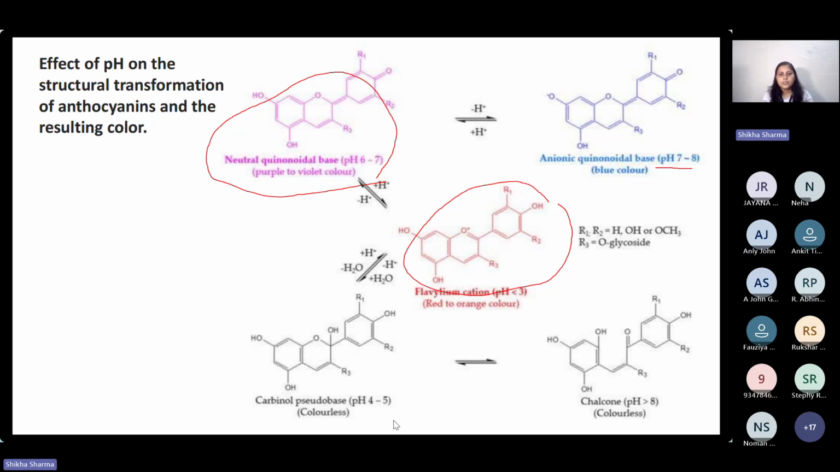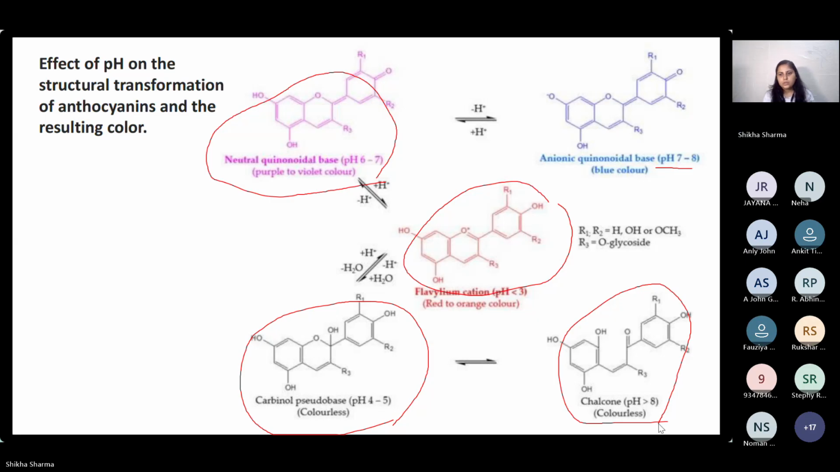So when pH is 4 to 5, it will become colorless because of the presence of the carbonyl group, and also if the pH is very high, greater than 8, it may convert into chalcone, which is also a colorless compound. So based on the pH, this anthocyanin is changing its color.